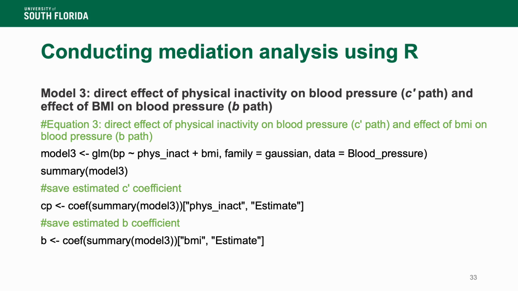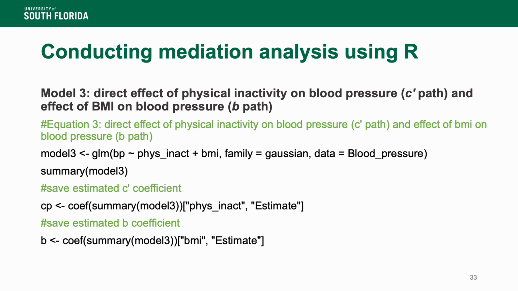The family type is still Gaussian, as we're interested in estimating a linear regression model, and the dataset that we're using is still the blood pressure dataset. At the very beginning of this line of code, we tell R to save this regression model under the name model 3. The second line of code tells R to output the model output.